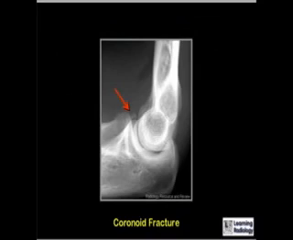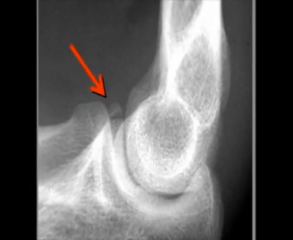This is an example of a fracture of the coronoid process of the ulna. The red arrow is pointing to the small avulsion fracture.